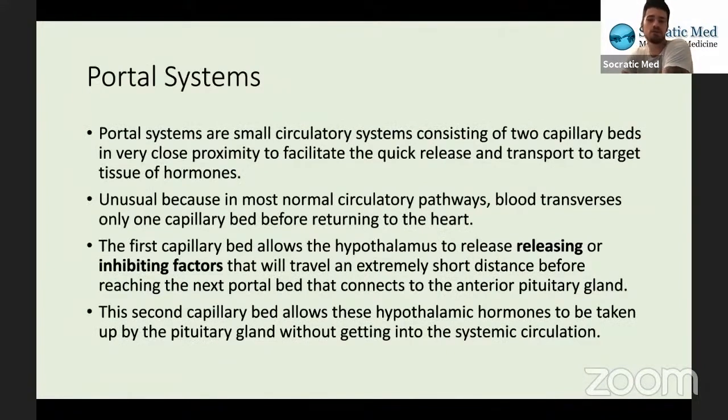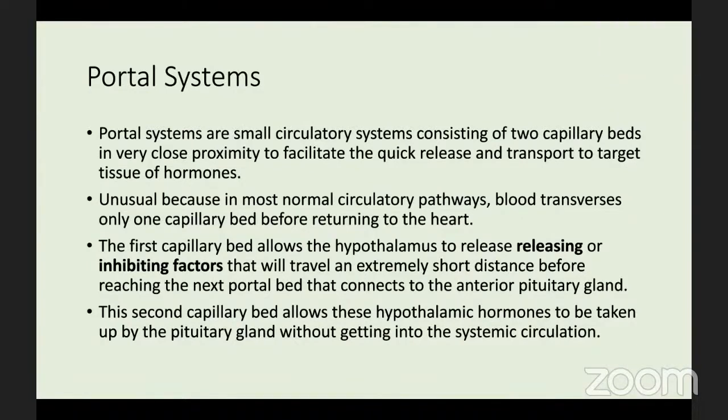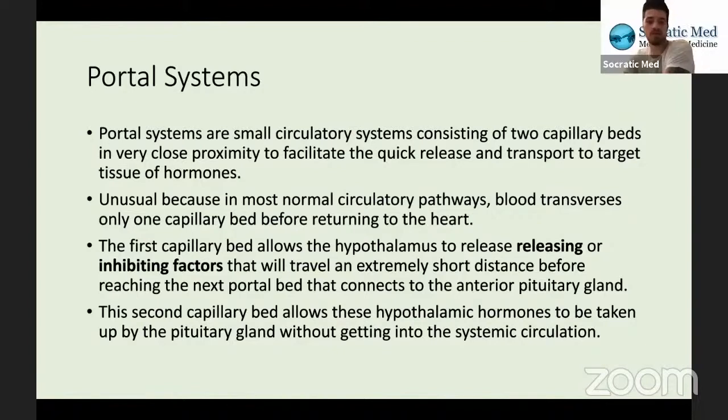They are small circulatory systems consisting of two capillary beds in very close proximity. And they facilitate the quick release and transport to target tissue of hormones. So normally in circulatory pathways, they only go through one capillary bed before returning to the heart. And that's because when blood goes through a capillary bed, there's a significant drop in hydrostatic pressure. So it really needs to make it to the heart again in order to reoxygenate and re-up on hydrostatic pressure, because otherwise it's not really going to be able to get any nutrients into the surrounding cells. Fortunately, with this portal system, the two capillary beds are very close to each other.